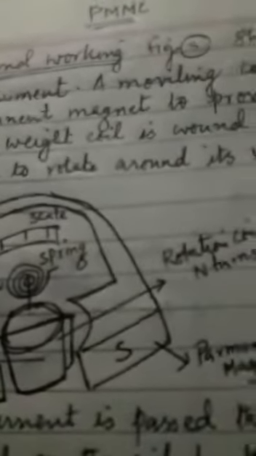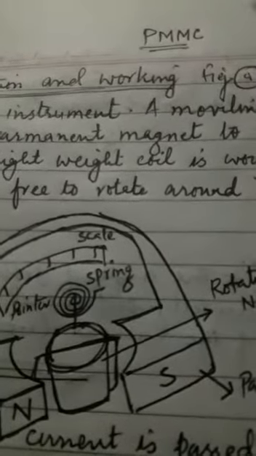This is the same D'Arsonval movement. It is known as the D'Arsonval movement. The question may be asked as: describe the D'Arsonval movement instrument, or it can be asked as: describe the PMMC instrument. It can be asked as PMMC instrument or as D'Arsonval moving coil instrument.